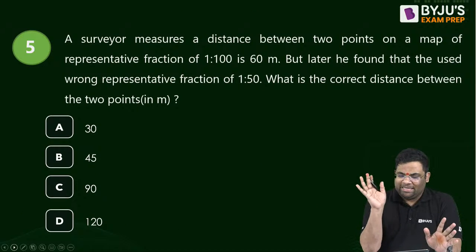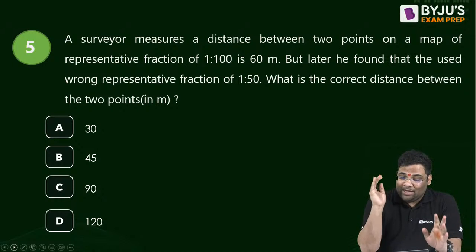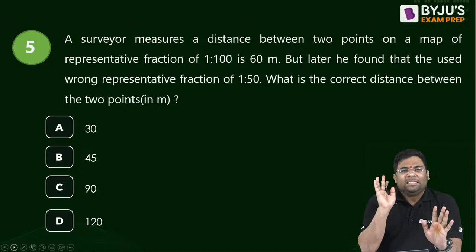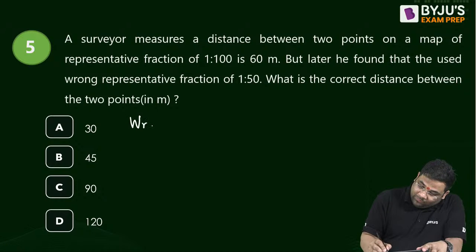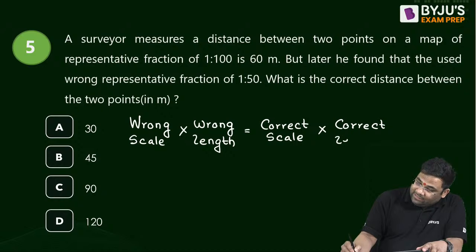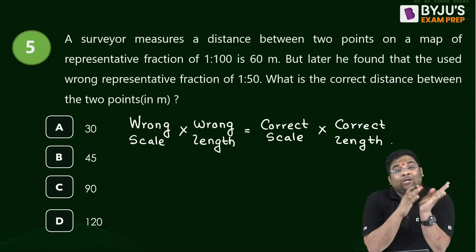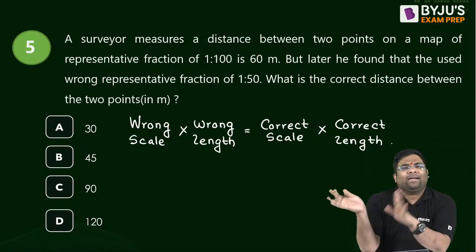Wrong scale, correct scale. All this confusion happens. So I will give you how to solve this kind of question. Very simple formula. Use this formula. Wrong scale into wrong length will be equal to correct scale into correct length. Remember this formula. It is easy to remember, yes or no? Wrong scale into wrong length is equal to correct scale into correct length.